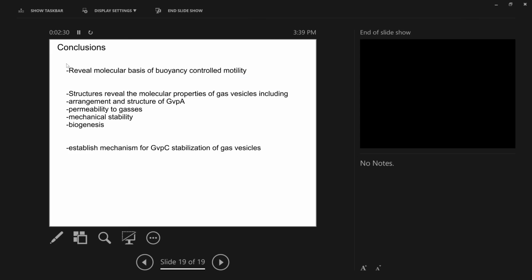Included in this paper, they revealed the molecular basis of buoyancy-controlled motility. They talked about arrangement and structure of GVPA, permeability to gases, mechanical stability, biogenesis, and talked about GVPC stabilization.